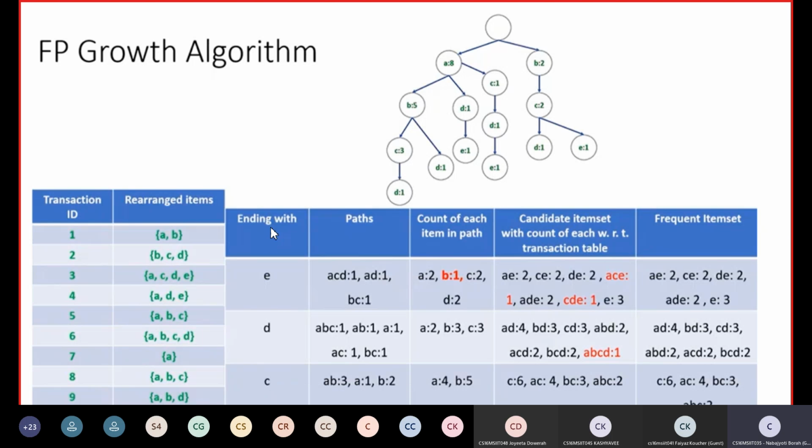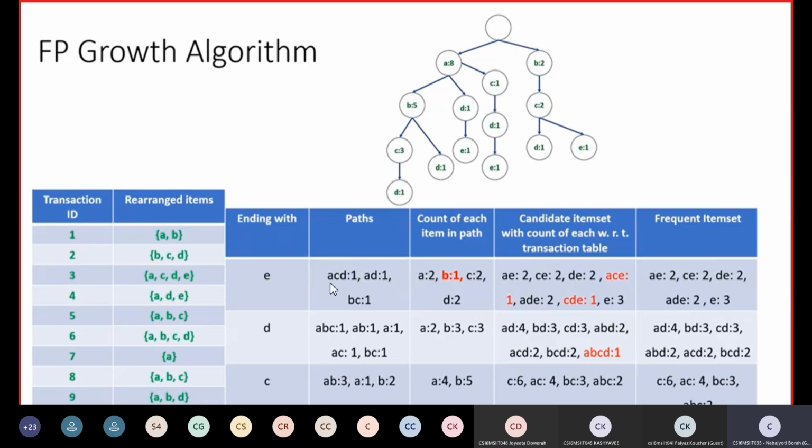Ending with E means which paths of the tree are ending with E. I have A, B, C, D, A, D, E. Of course there is A, D, E, so I will use this, then A, C, D, E. This one will be used. Then we have B, C, D, and B, C, E. So this one will be used.